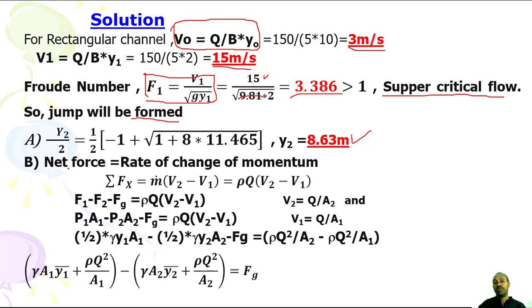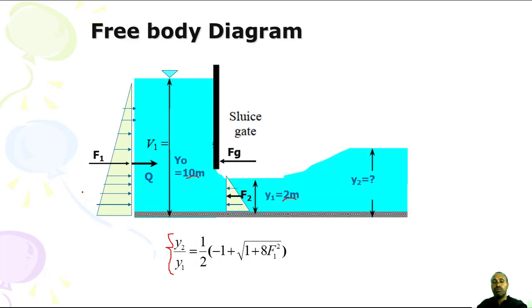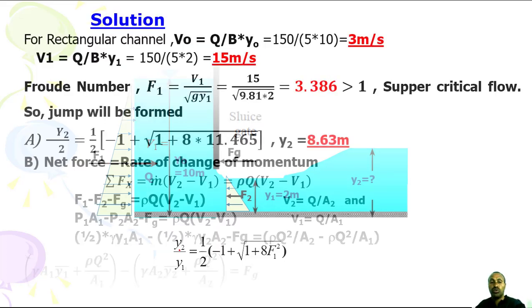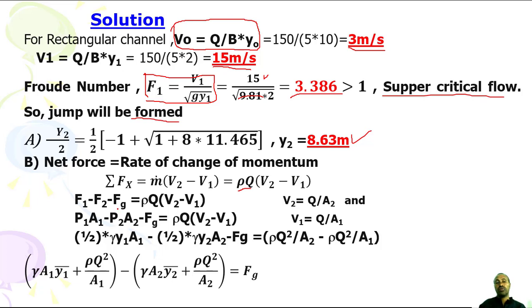Then according to the momentum principle, the net force is equal to the rate of change of momentum, which is the summation of forces in the x direction equal to the mass flow rate times the change in velocity, V2 minus V1. So the mass flow rate is rho Q, then V2 minus V1. Then you can sum up all the forces: F1 to the right, which is F1 minus F2 to the left, according to the free body diagram. F1 is in this direction, F2 is in this direction, then Fg is a resistance force on the gate, so you have minus Fg, equals rho Q, V2 minus V1.